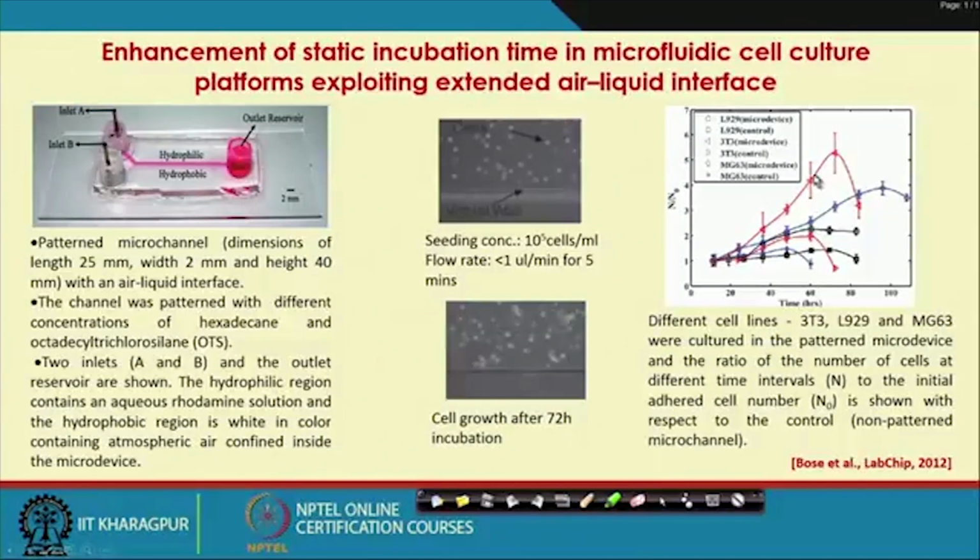What we see in that curve is that for 3T3 cells the number of cells is much higher than the seeding cell density, and it is followed by L929, then Mg63, meaning that the uptake rate of media and oxygen depends upon the cell type. That is demonstrated here, and using the air liquid interface we can prolong the cell culture time in a static condition.